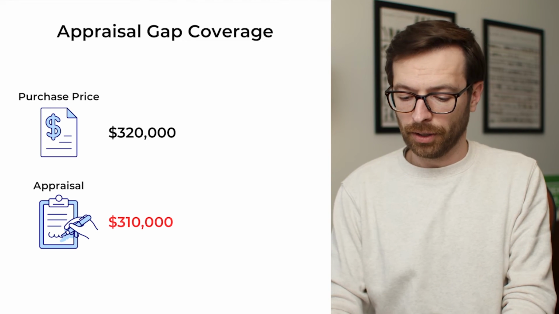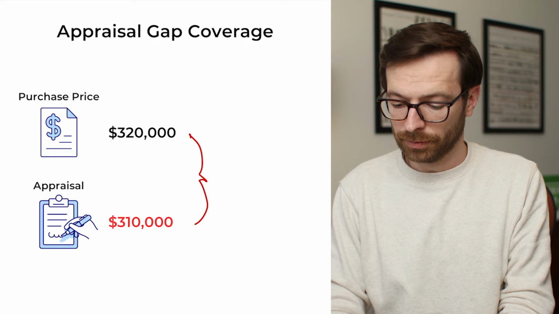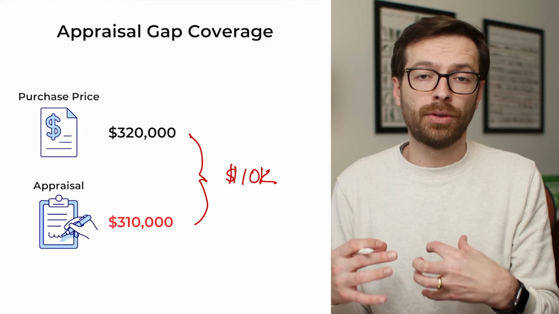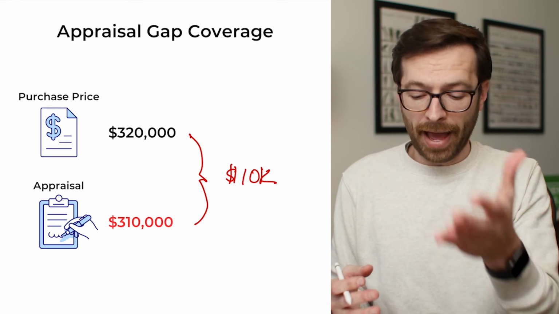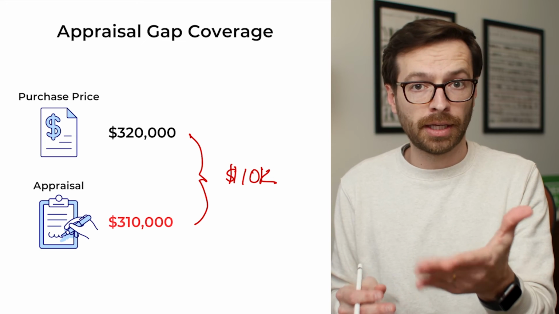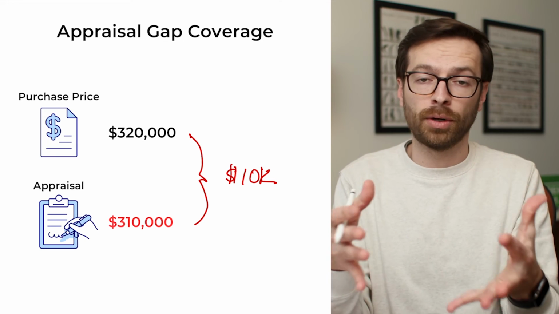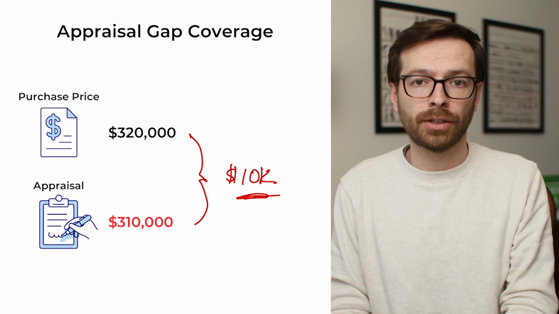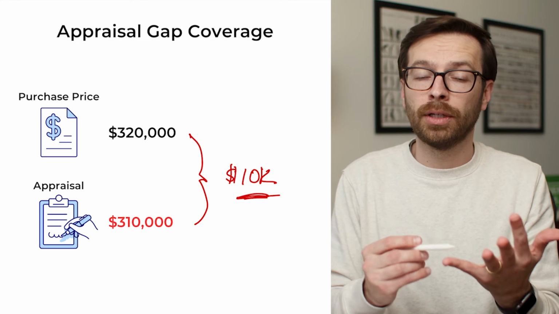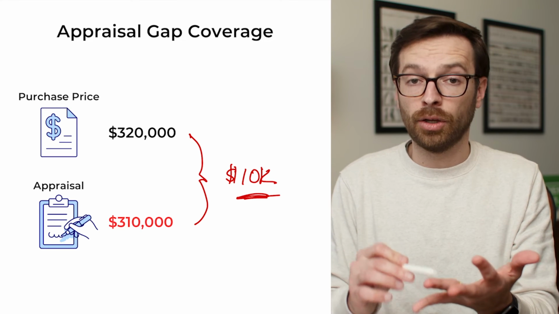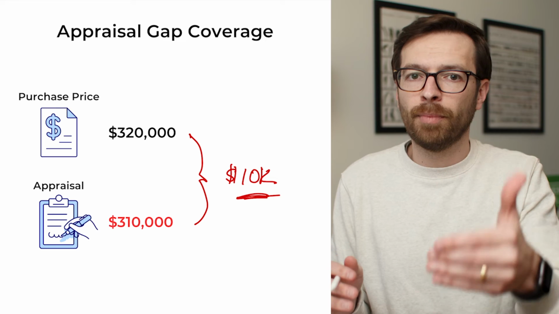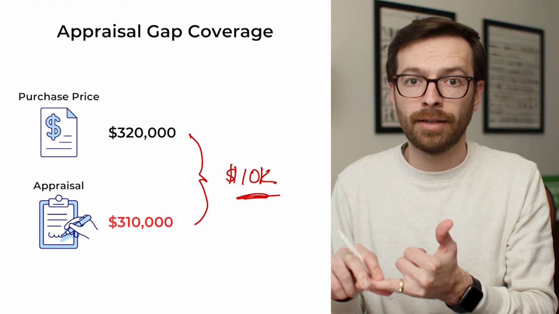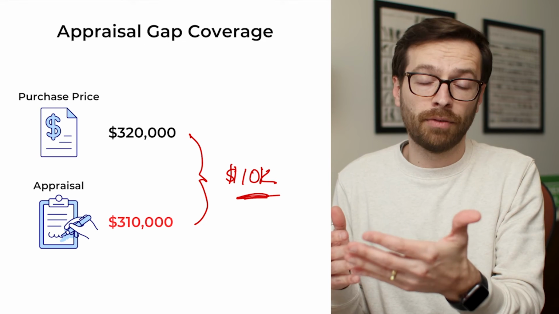So in this scenario with a $10,000 appraisal gap, the buyers could bring extra money to the table. The bank will let you purchase that home for $320,000, even though it's only worth $310,000 according to the appraisal. If you're putting a bunch of money down, you have to cover that $10,000 and also cover the normal down payment and closing costs. If you only have enough money to cover the down payment and closing costs and don't have any extra money sitting around, you're not going to be able to cover an appraisal gap.